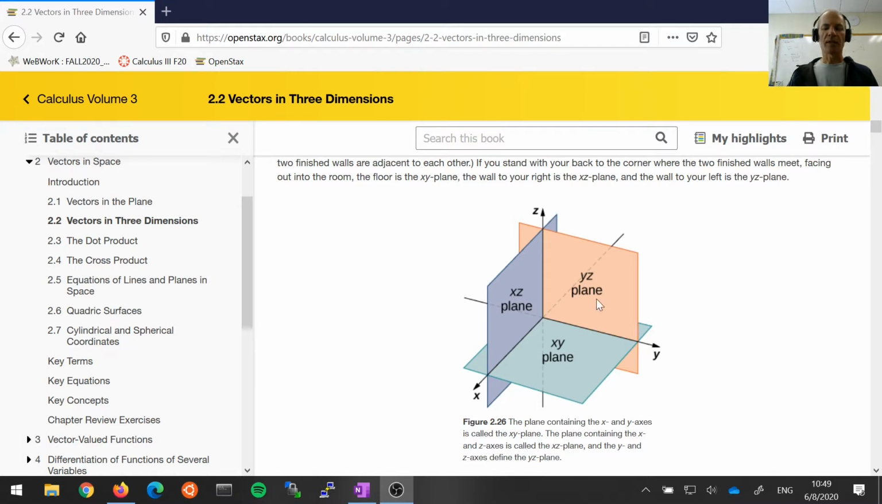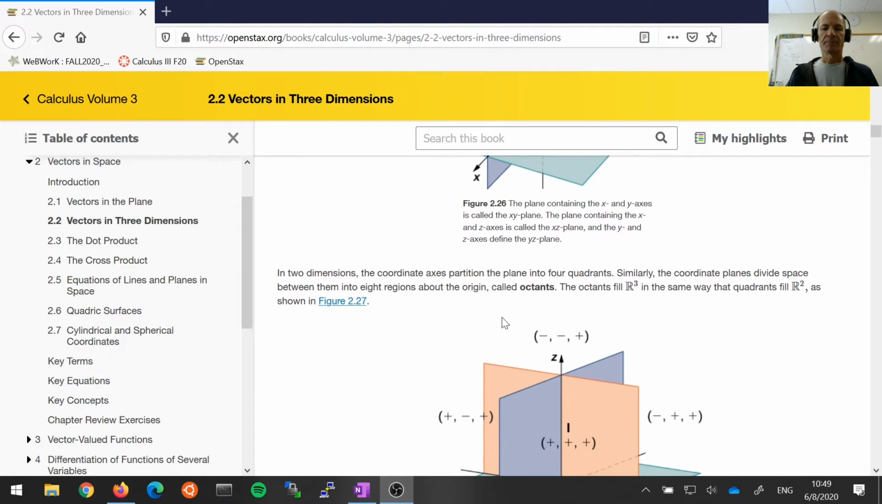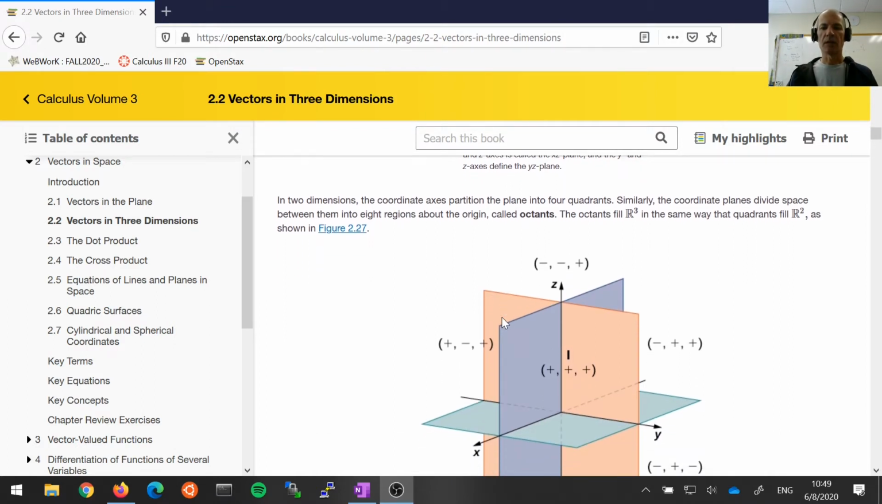Similarly, the yz plane is the collection of points whose x-coordinates are 0, and the xz plane is the collection of points in all of 3D space whose y-coordinates are 0. It's really important to think about collections of points or sets of points in three-dimensional space. So keep that idea in your head as we go forward.